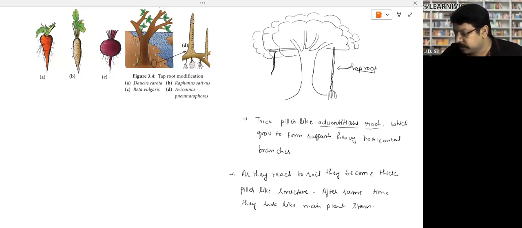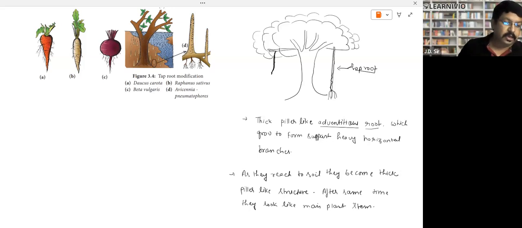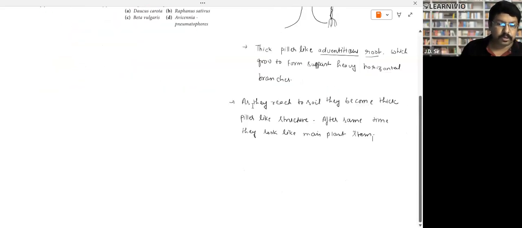So this was the first thing given for prop roots, and now stilt root. Any idea about the stilt root? So the second modification. The first modification was prop root. Second is stilt root. Let me tell you. Any one of you know stilt root?